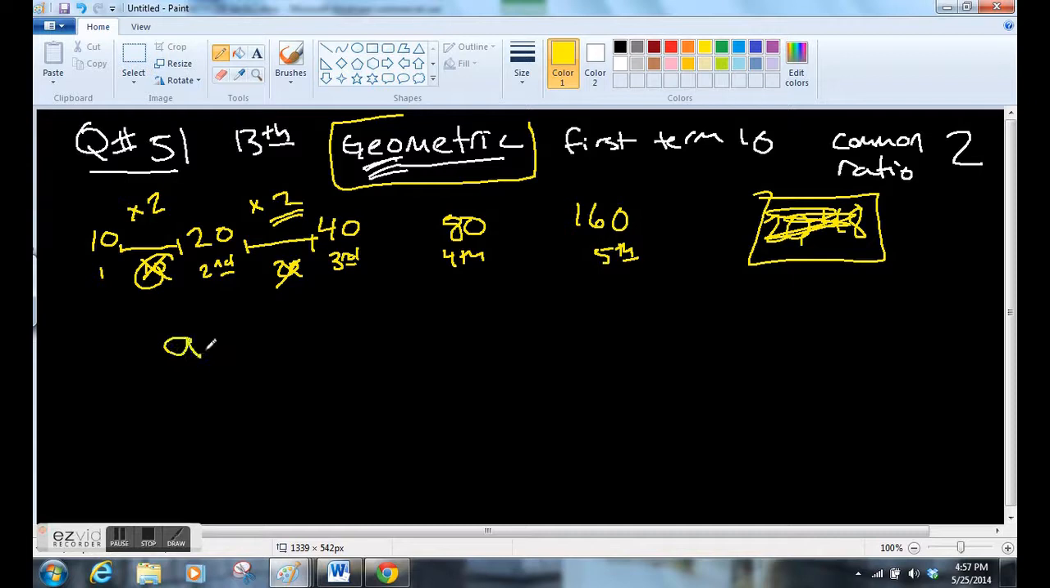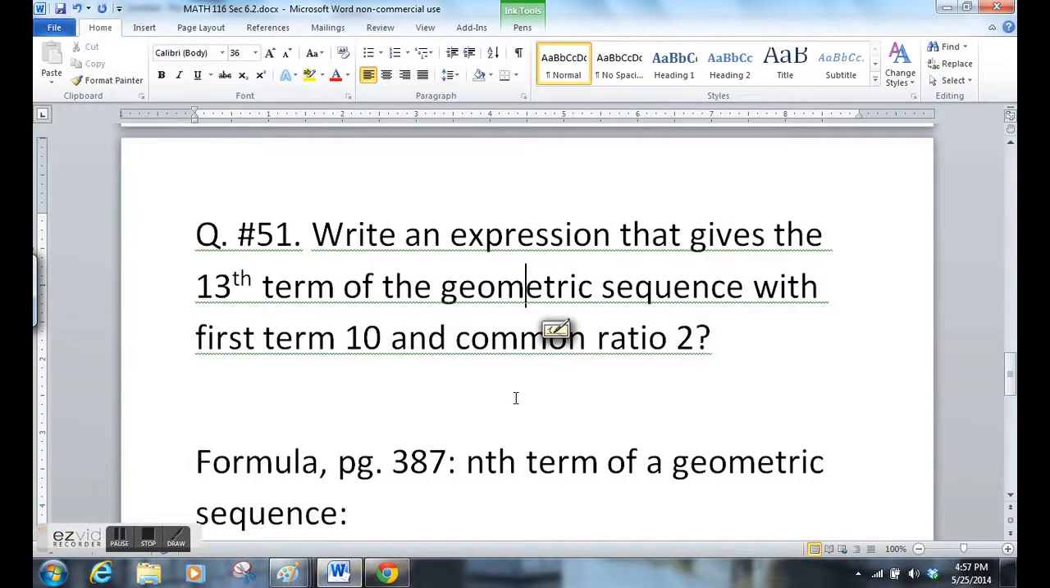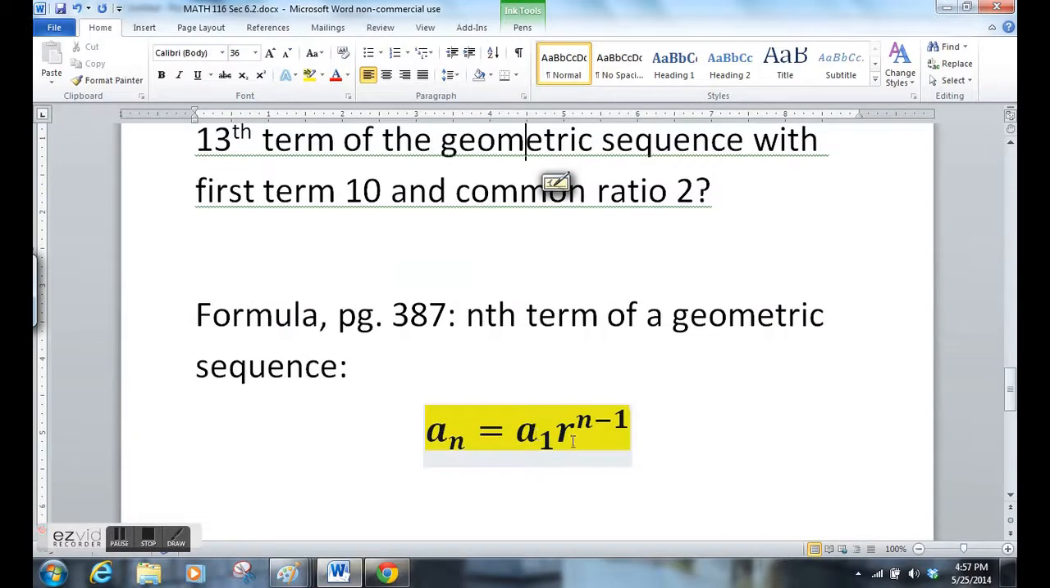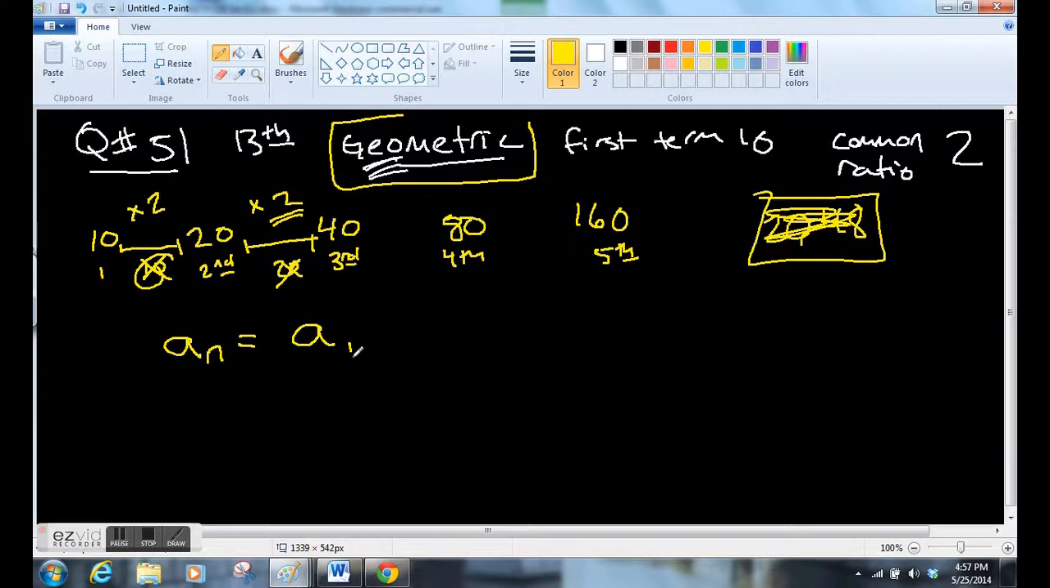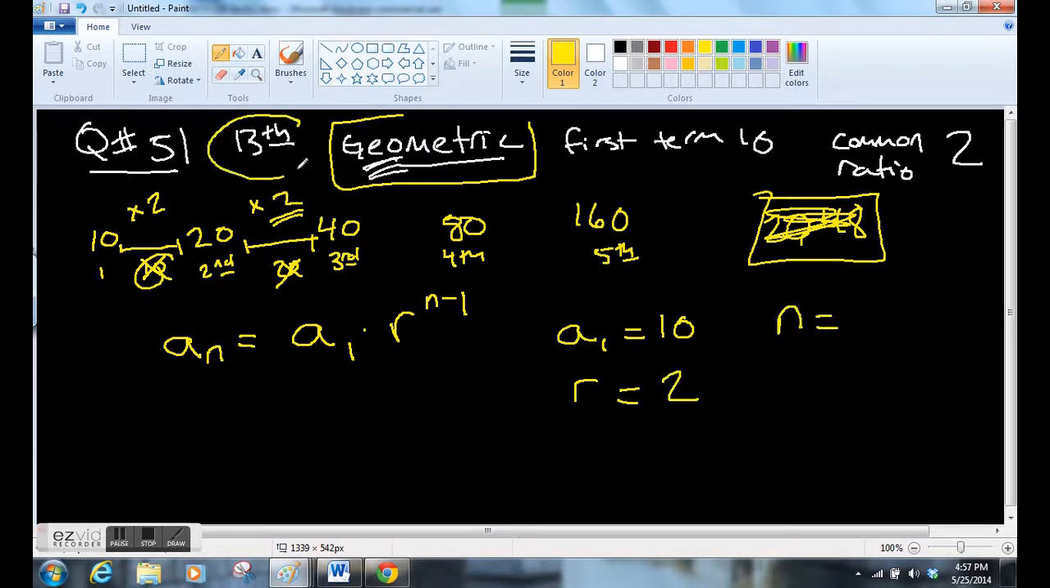So here's using the formula. It is a sub n equals, go back to this picture, a sub 1 times r to the n minus 1. In this case, a sub 1, that's the first term, is 10. The ratio is 2. And we're interested in the 13th term, so n is 13. Now we plug it into the formula.